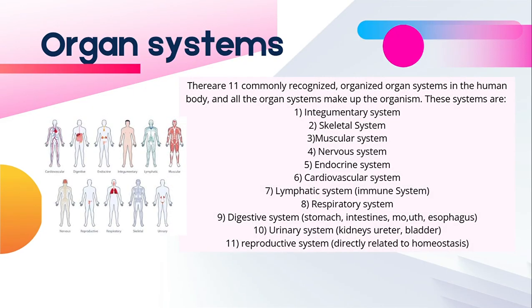Organ systems. There are 11 commonly recognized organ systems in the human body, and all the organ systems make up the organism. These systems are integumentary, skeletal, muscular, nervous, endocrine, cardiovascular, lymphatic or immune, respiratory, digestive, containing stomach, intestines, mouth, and esophagus, urinary system containing kidneys, ureter, and bladder, reproductive system, which is directly related to homeostasis.